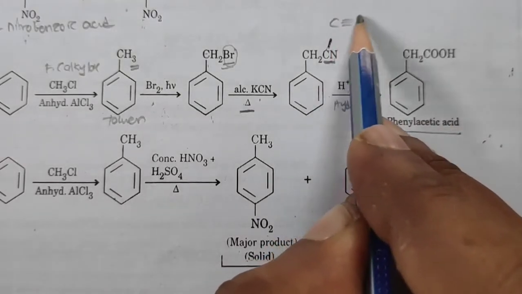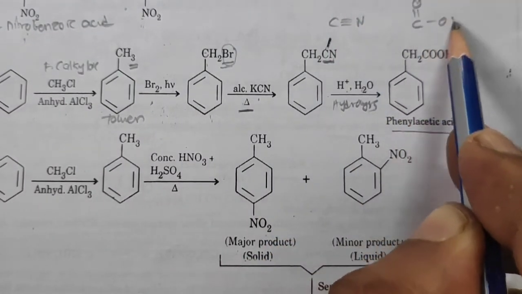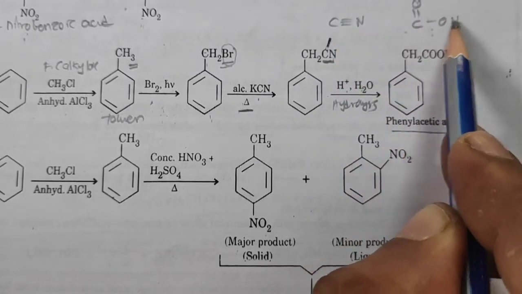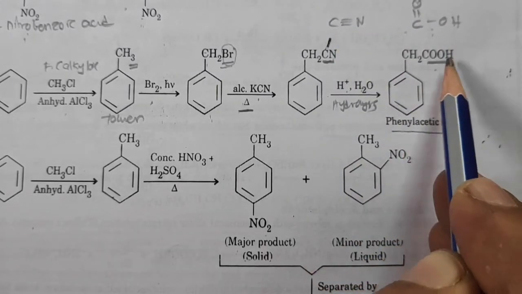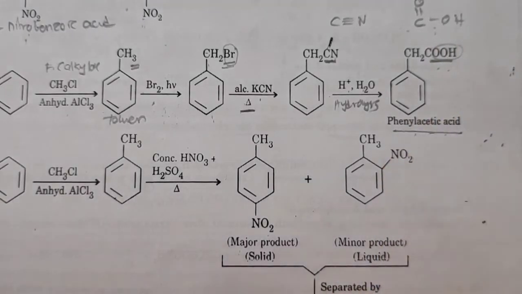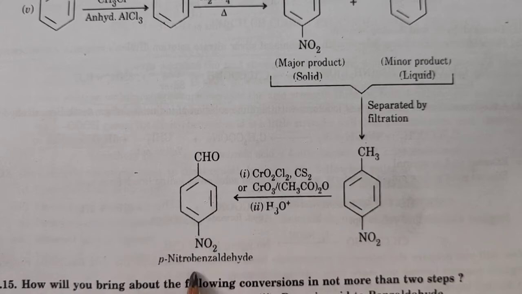Acidification, you will get this C and that is N. CN means C triple bond N, right? So here C double bond O and OH, like this. So the bond will be three only, but one O and OH, that is according to the mechanism, this group is substituted here. Understood? So you get phenyl acetic acid. Then the last one, from benzene you have to prepare what?